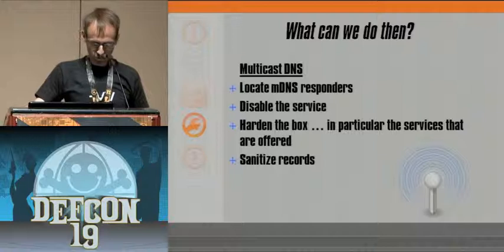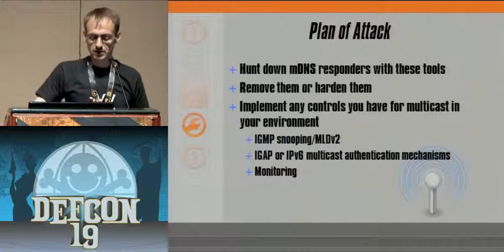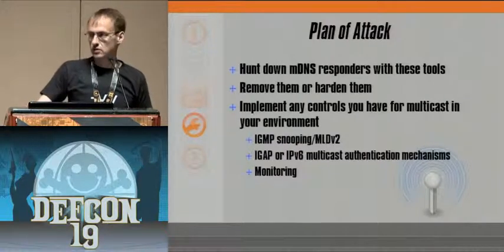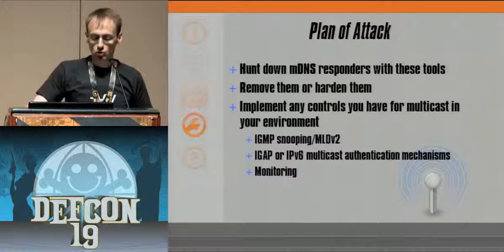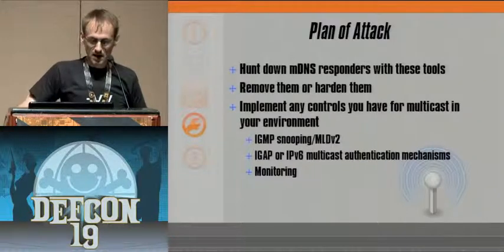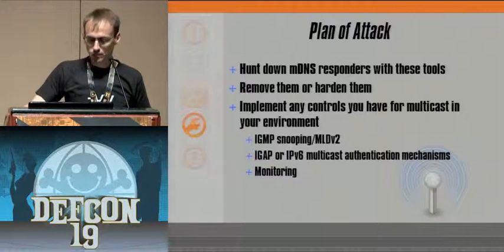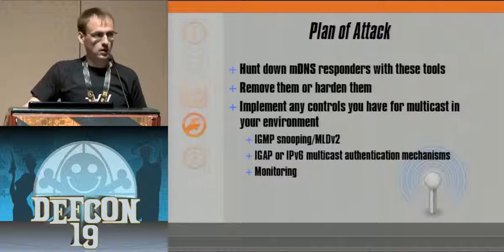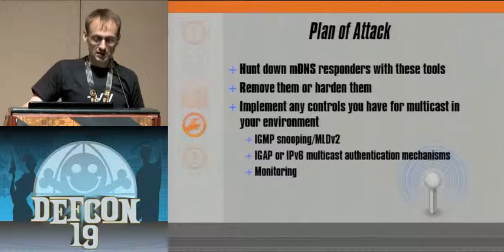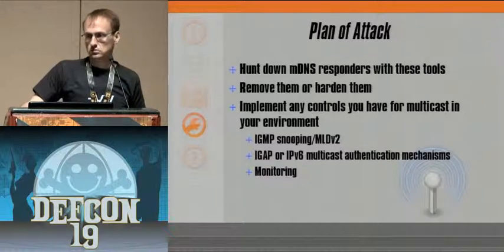All right. So ultimately, the plan of attack is hunt down MDNS responders with these tools, remove them or harden them, and then implement any controls you have for multicast in your environment. The IGMP snooping, that's for IPv4, MLDv2, in those environments that have implemented IPv6. Implement, of course, IGAP if you have it, or any IPv6 multicast authentication mechanisms available, and of course, monitor. Find out who is out there participating.